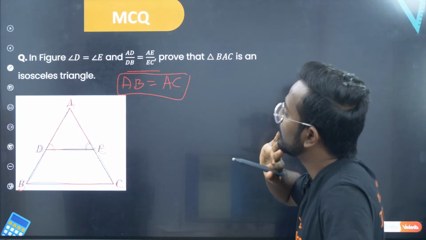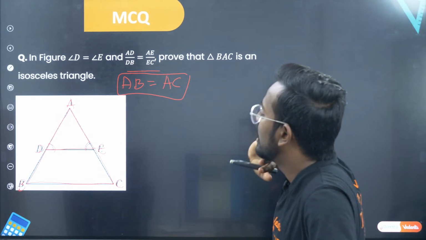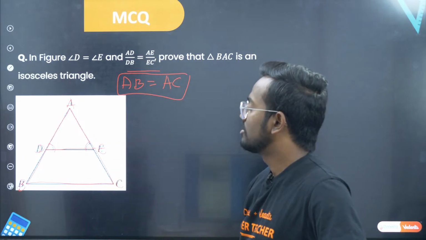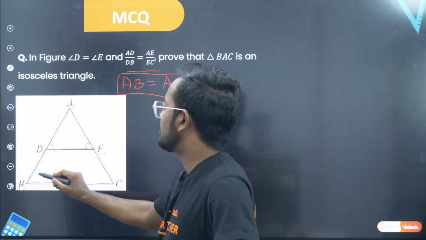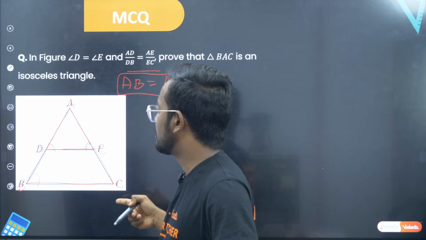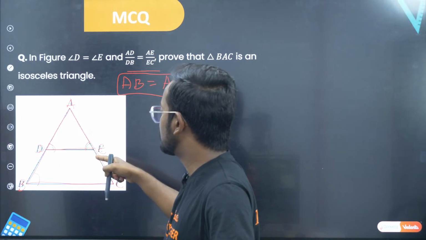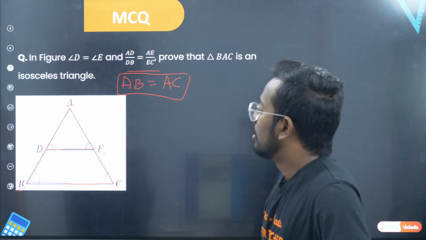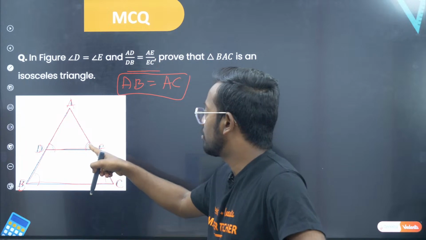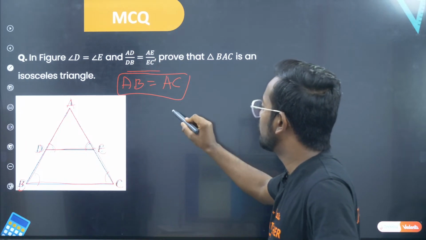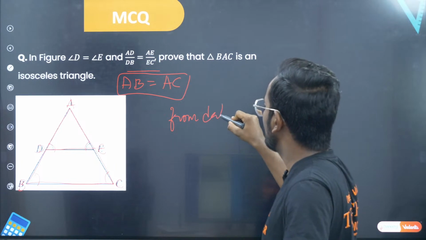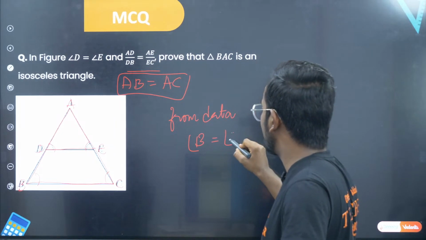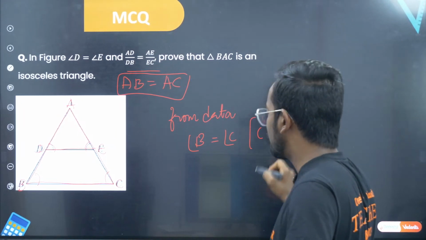So how do you prove AB is equal to AC? Simple. Since they have given angle D is equal to angle E and it also satisfies the converse of the BPT theorem, they are parallel. So since they are parallel, this angle is equal to this angle, because they are corresponding angles. So this and this are corresponding. Therefore, from the data, we can say that angle B is equal to angle C. Why? Corresponding angles. You should write everything as corresponding angles.